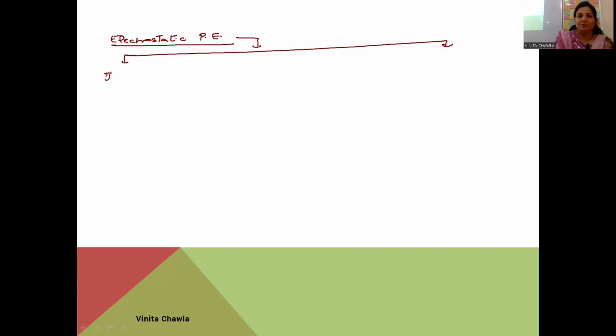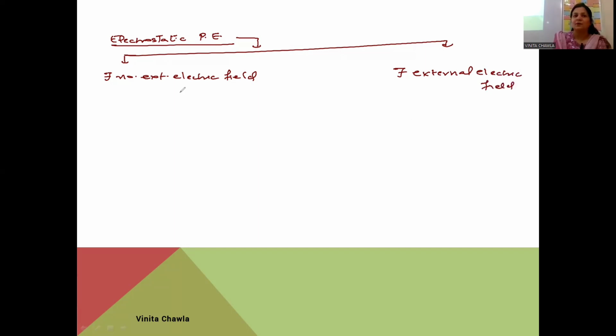Okay, write the heading: Electrostatic potential energy. So here we are going to find electrostatic potential energy and we will consider two different situations. First situation is when there is no external electric field. And second situation is when there exists external electric field.